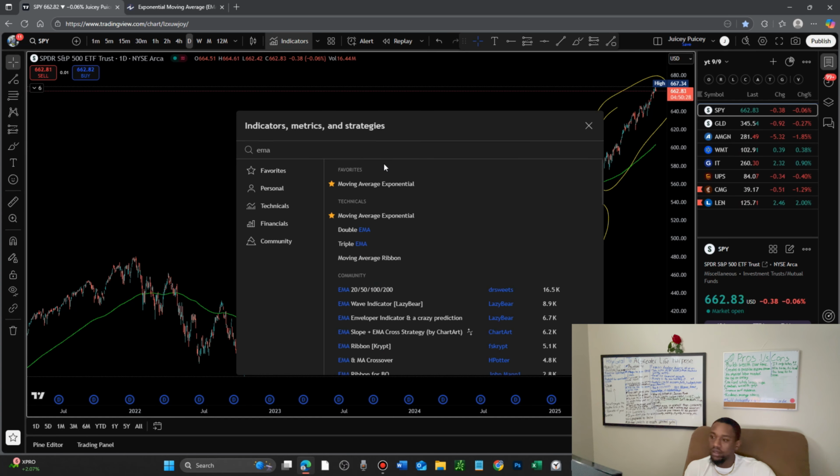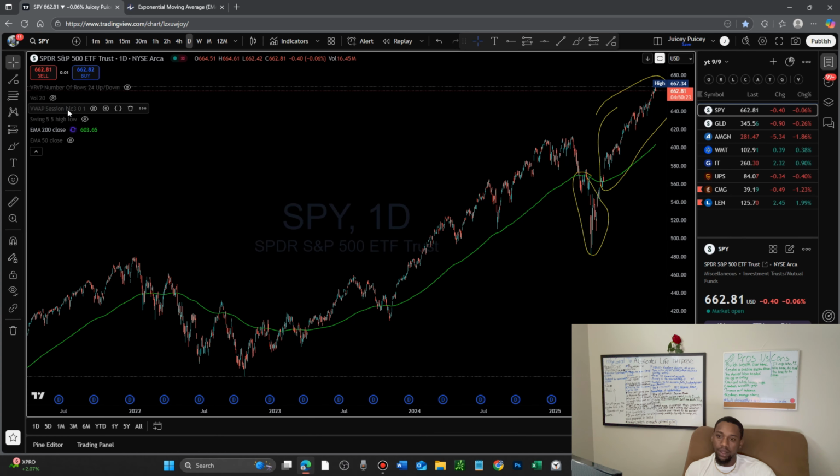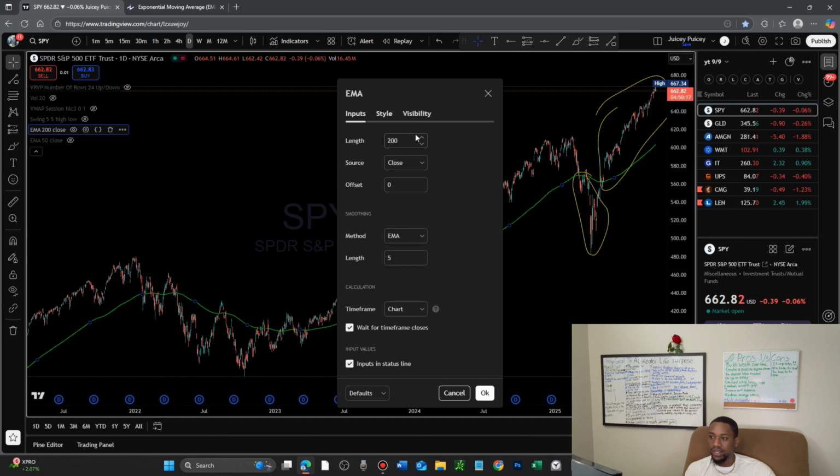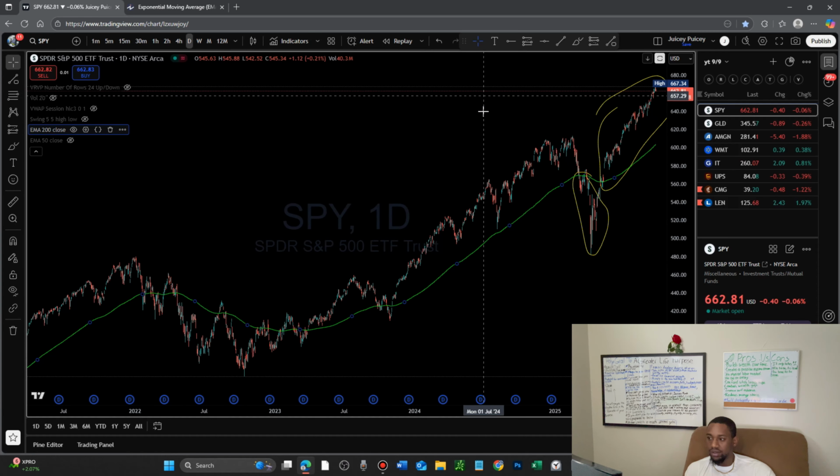But I got to show y'all how to add it. Go to EMA, moving average exponential. Go to EMA 200 with EMA, click the settings, click 200, close. All these inputs should be the same. This is my style. This is it. And once you have that, you're set.